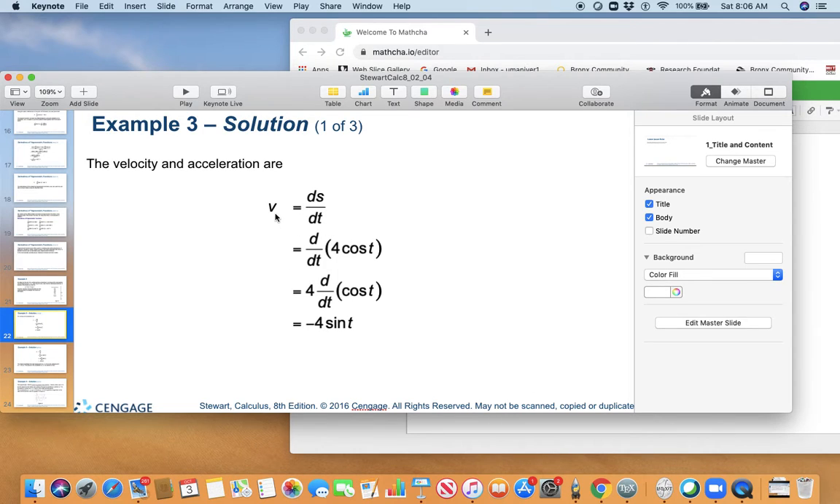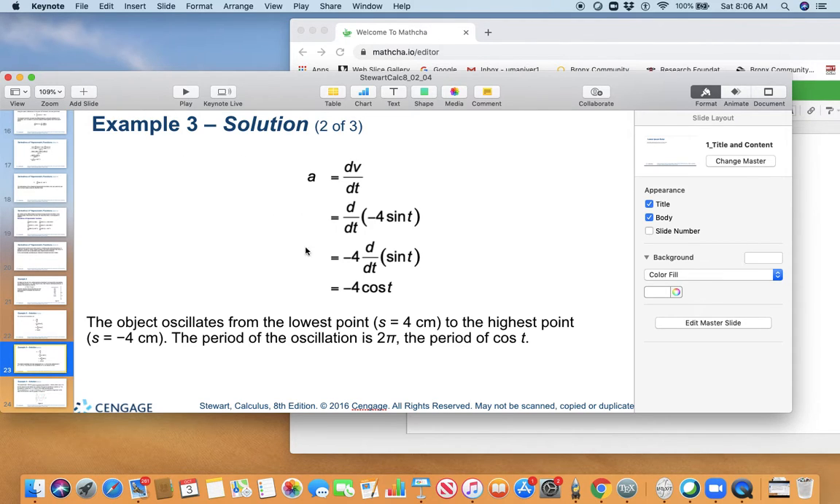Okay, what is velocity? The derivative of position. So it comes to negative 4 sine t. What is acceleration? The derivative of velocity. So the derivative of negative 4 sine t, which is negative 4 cosine t.